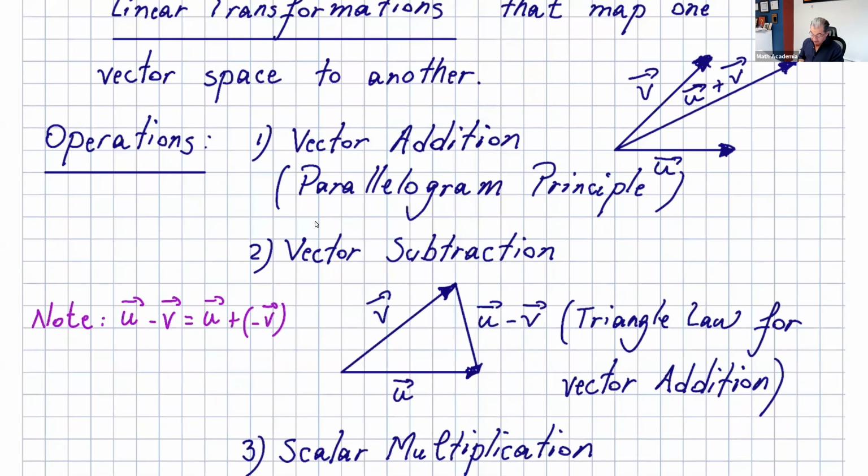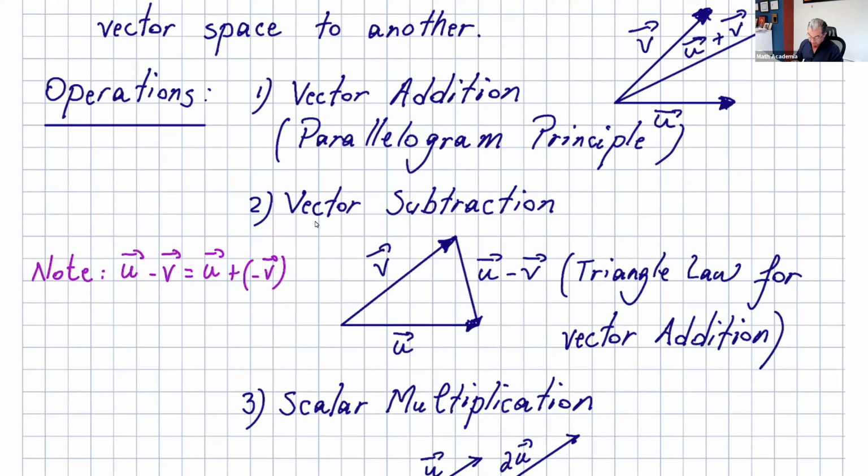You can also have vector subtraction, and I'll show you the details. If this is vector u and this is vector v, and you subtract them, you get this vector here, that's u minus v. Usually we call this the triangle law for vector addition. Why do we say vector addition? Because vector subtraction, u minus v, is just u plus the opposite of v. That's what happens.